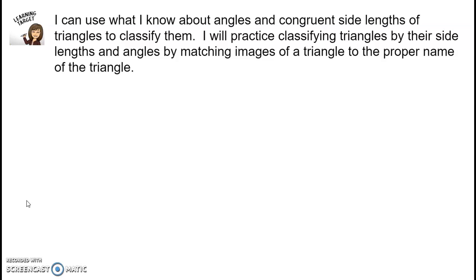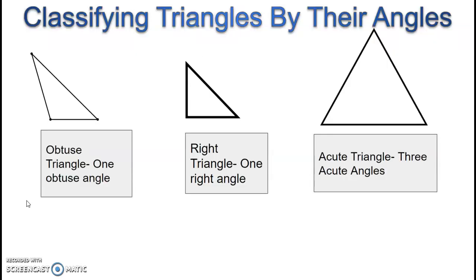I will practice classifying triangles by their side lengths and angles by matching images of a triangle to the proper name of the triangle. Just as a review, when we are classifying triangles by their angles, we are looking to see if they are obtuse, right, or acute triangles. So we need to look at the angles of each of the triangles to determine this.